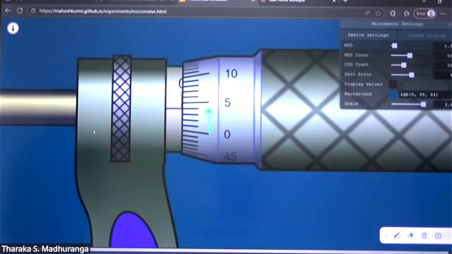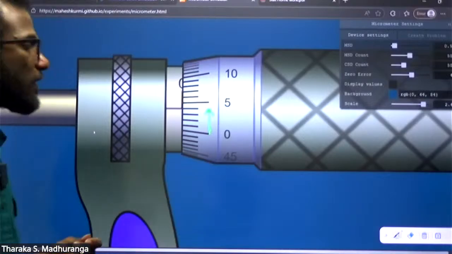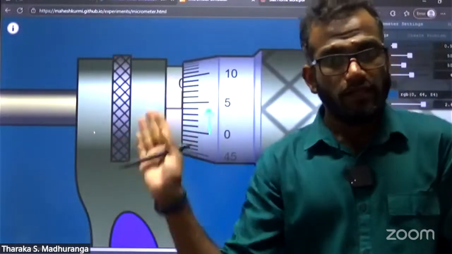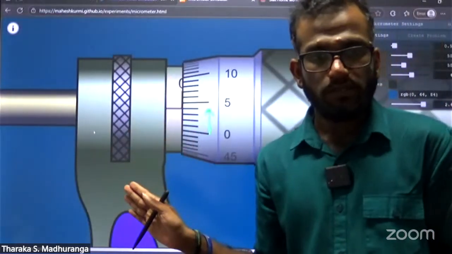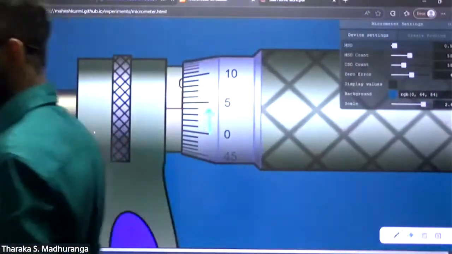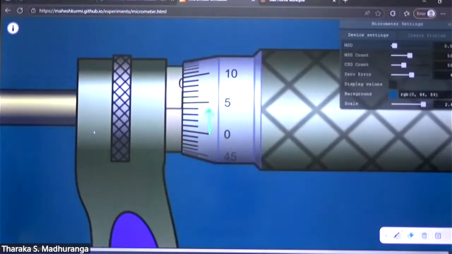It is stopping before the zero comes to the linear scale middle axis. That we call a positive zero error. The reason is the same as for the vernier caliper. The reason is corrosion. Are you good, Sandeep? Sadev? And Ravindu?